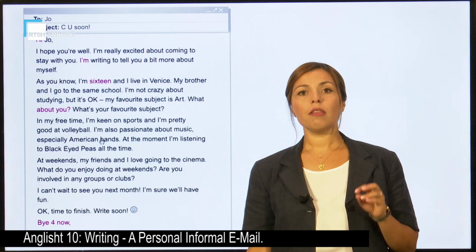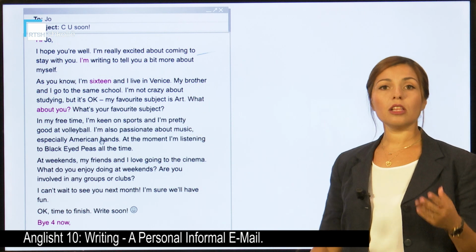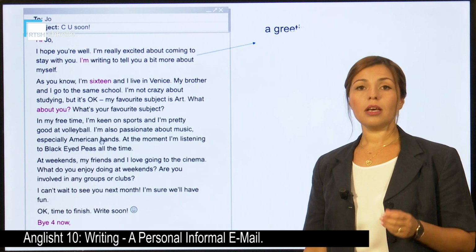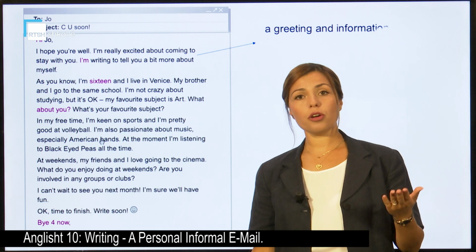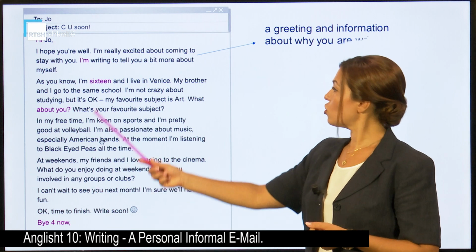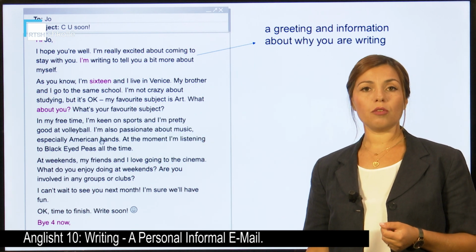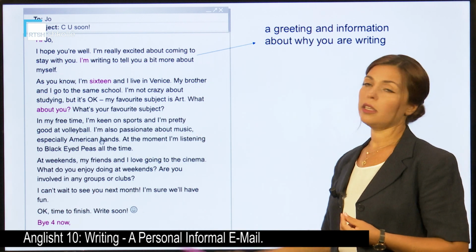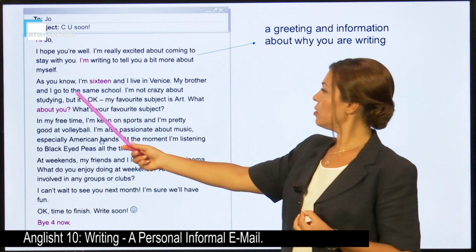So we said that we start with a greeting. What do we do? We say hello to this person. We ask a very short question, and then we're telling him or her the reason that we are writing this email. So, I am writing to tell you more about myself. This is the reason why I am writing this informal email. We move on with the second paragraph.